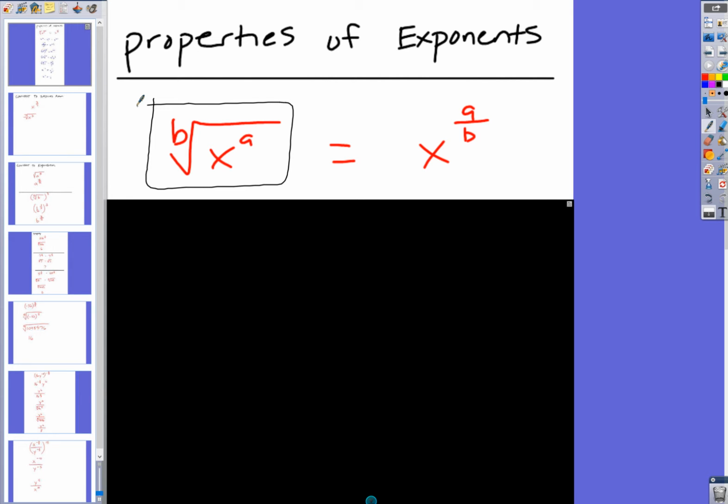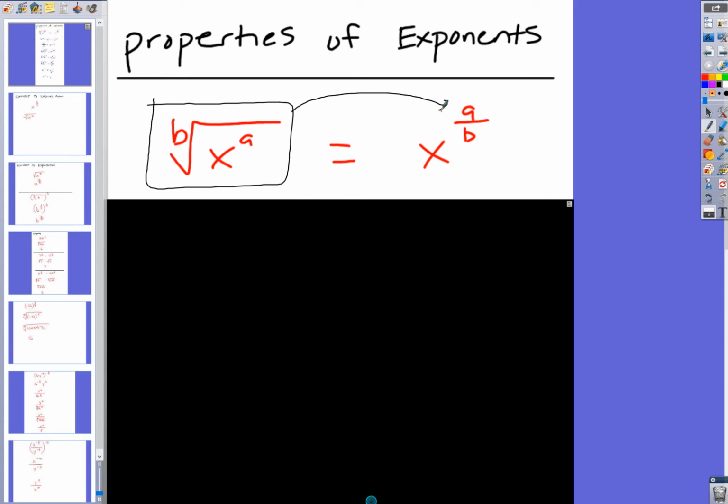The x is a base, the a is an exponent, and what did we call where the b is? Index. Yeah, the index. What's the index that you're most used to? 2. A 2. So what we learned today is that every single radical can be rewritten as a rational exponent.